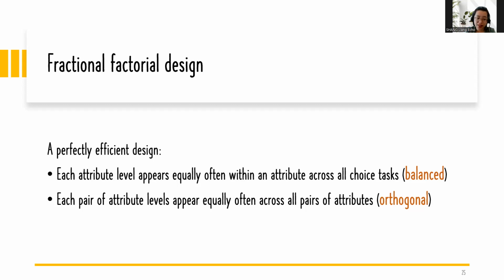To have a balanced design, we want to make sure that each attribute level appears equally often within an attribute across all of our choice tasks involved in our questionnaire. This is called a balanced design. And the second is orthogonal design, which means that each pair of attribute levels should appear equally often across all pairs of attributes. If we can meet these two criteria, then we can say that we have a perfectly efficient design.